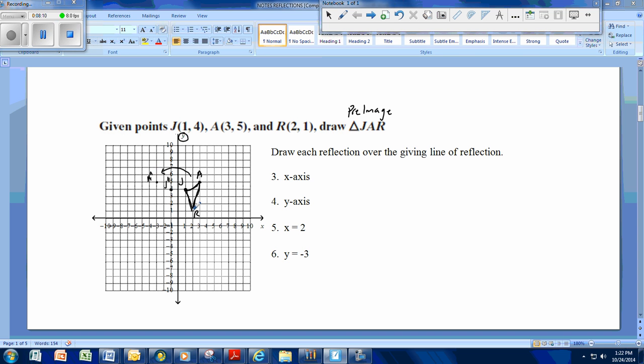I'm going to do the same thing with R. R is 2 spaces away, so if I move it to 2 in the other direction, here is R double prime. So if I connect the dots, you can see that the triangle has flipped and reflected over that y-axis.